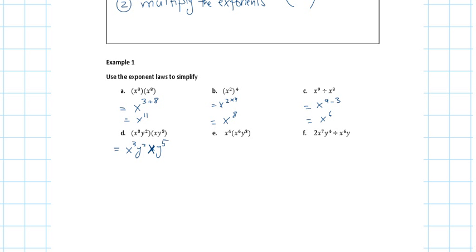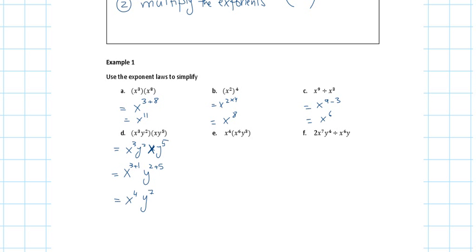I have all multiplication here, so what do I do with the like terms, like base? So I have these like base, the x. What do I do with their exponent? Add. And then for the y, I add. Okay? So you see that in this case, I'm taking the like base and I'm adding their exponent. So that gives me x to the power of 4, y to the power of 7.